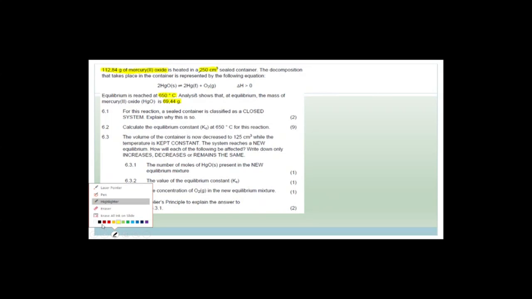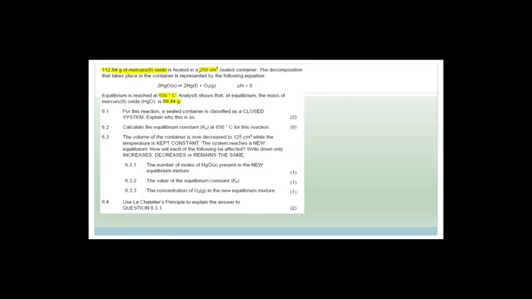Okay, so now, what does it say? It says, for this reaction, a sealed container is classified as a closed system. Explain why this is so. So they're asking you, what is a closed system in your own words? A closed system is one in which nothing can get out or get in to affect the reaction. So that's all a closed system is. Now it says, calculate the equilibrium constant at 650 degrees for this reaction.